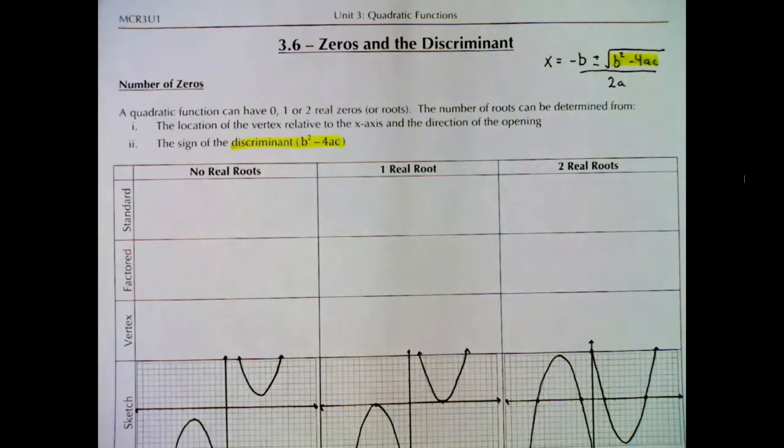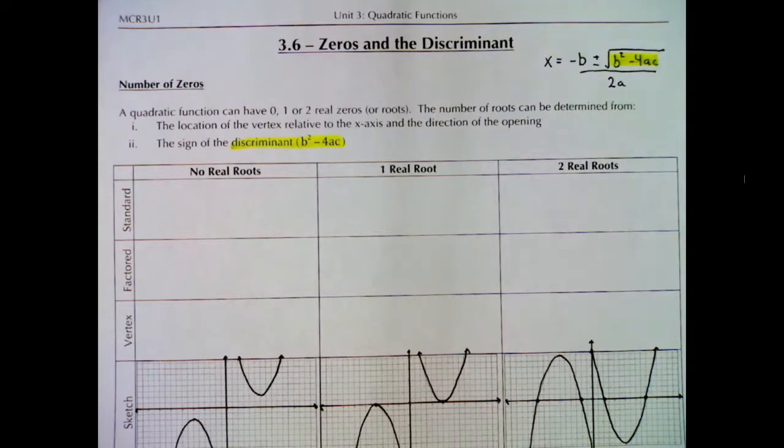Okay, this is lesson 3.6, zeros and the discriminant. In the last lesson, we looked at how we could solve a quadratic and find the roots. In this lesson, we're going to look at how we might end up with different types of solutions. And when solving a quadratic, we could end up with 0, 1, or 2 real roots.